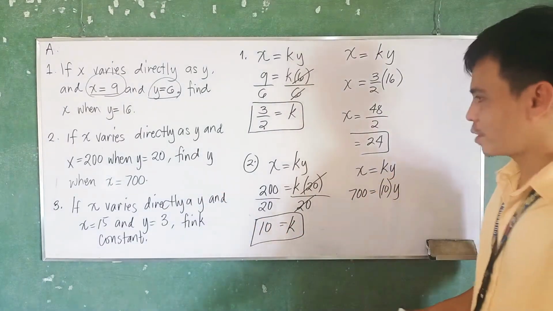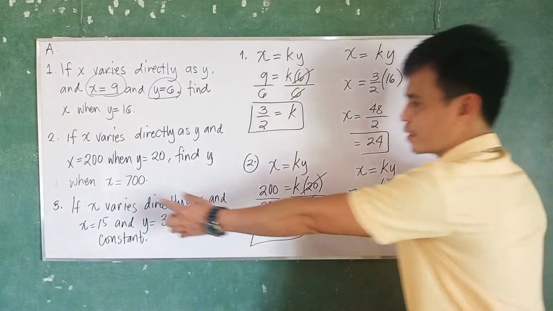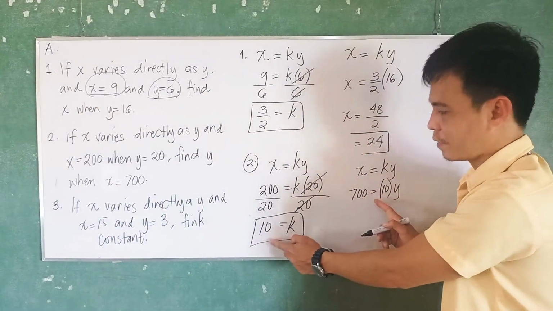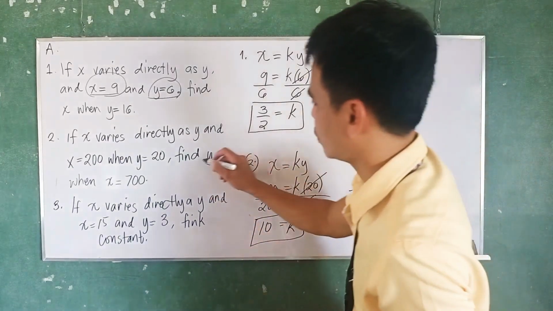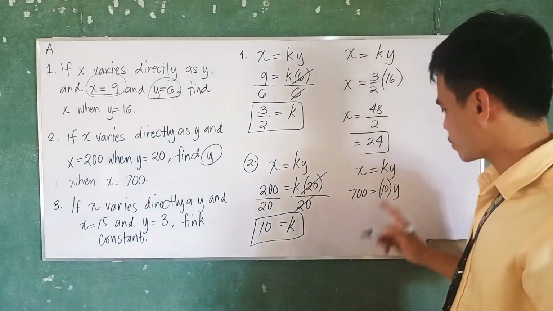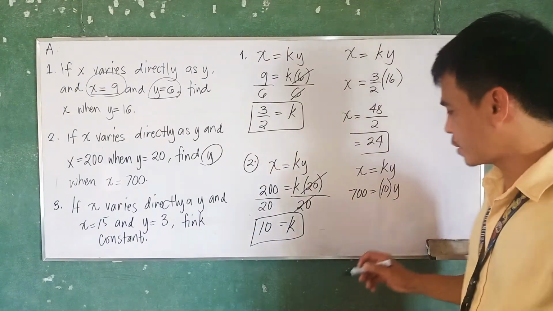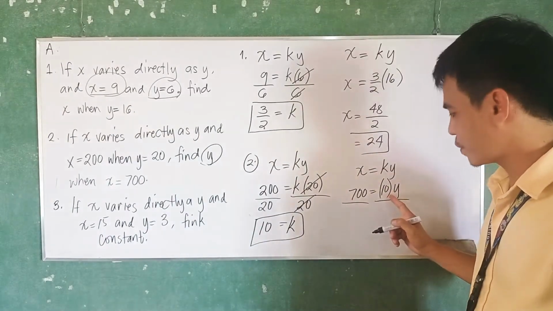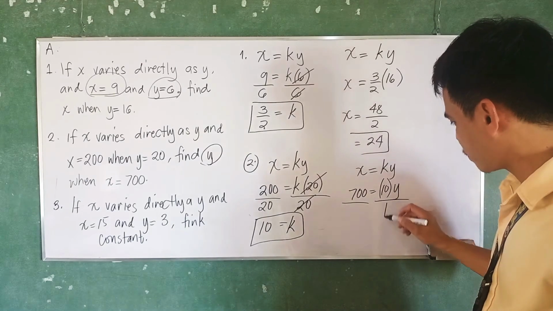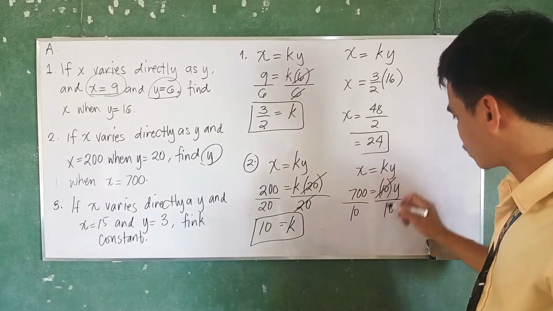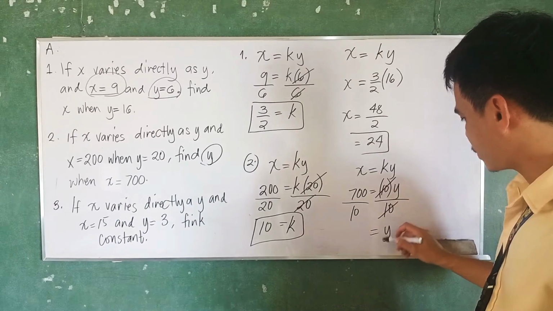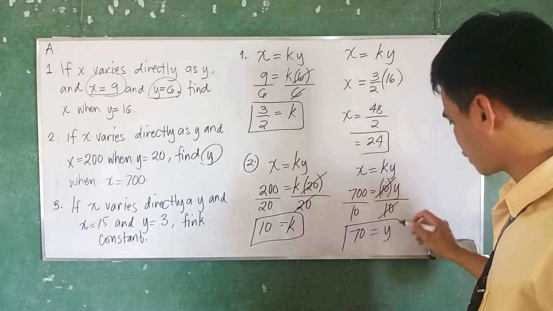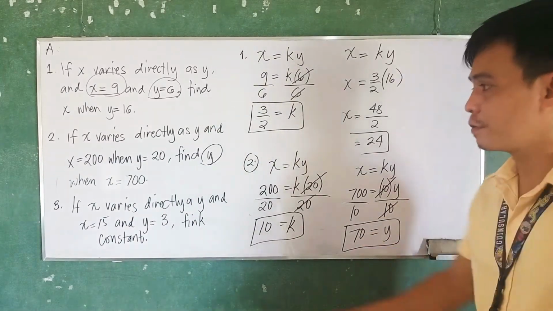So, sinubstitute lang natin yung 700 ng x, and your k, galing dun sa kinumpute natin kaganina, and your y is missing. So, we are looking for the value of y. So, to get the value of your y there, just simply divide by its coefficient. Ano yung kasama niyang number, yun yung i-divide natin. So, divide both sides by 10. So, cancel this out. So, we have y is equal to 700 divided by 10 is 70. Okay, very good, guys. This will be our answer for number 2.